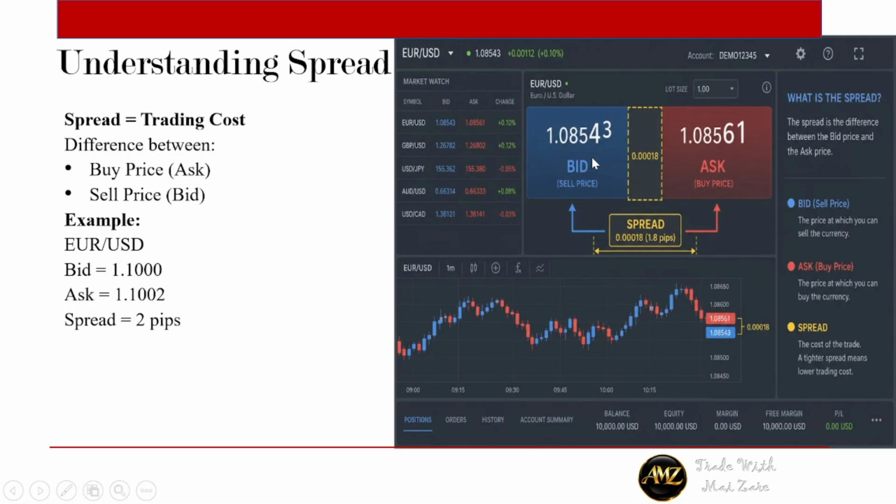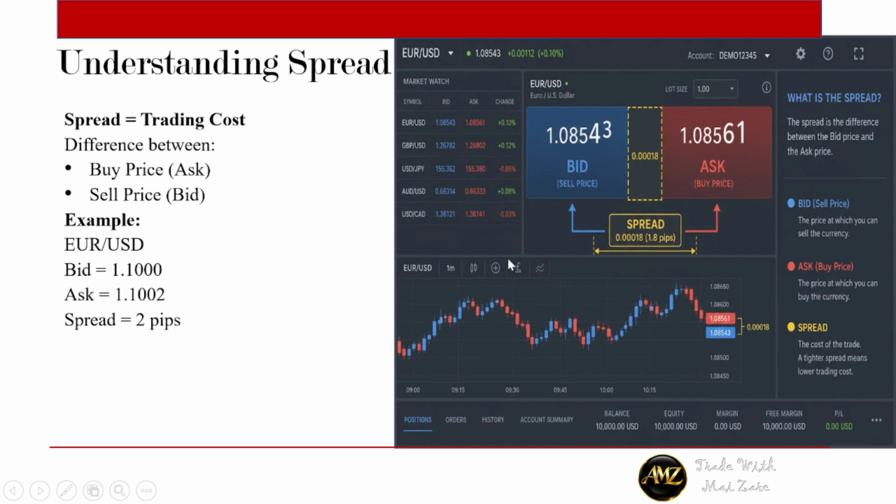If you can see here in this photo, the bidding price and the asking price, if you subtract the bidding price from the asking price, there's a difference of 1.8 pips, because here there's this micro pip that I mentioned. That's why you see it's 1.8. It is 18 here, then it's broken down to 1.8 pips.